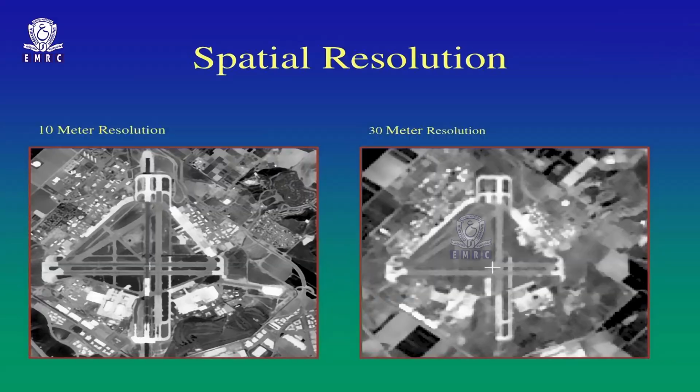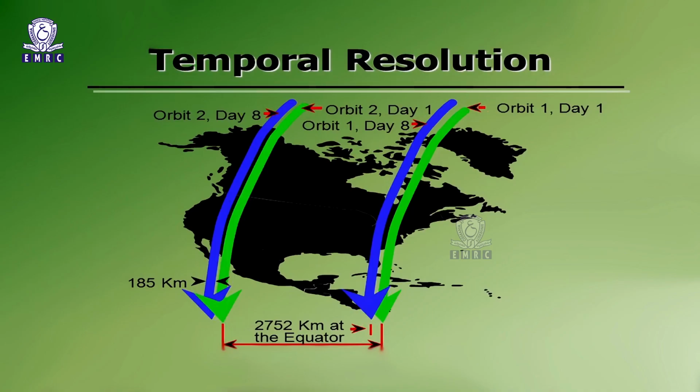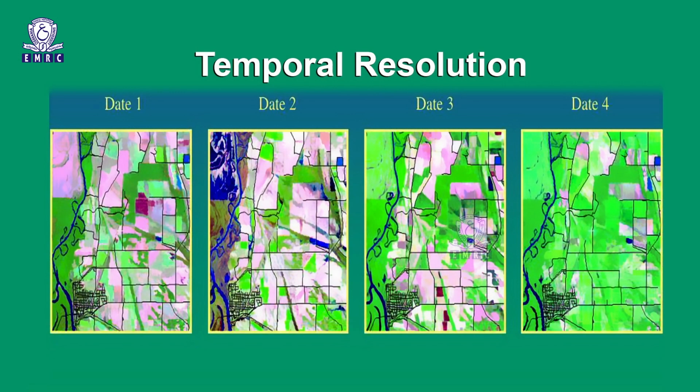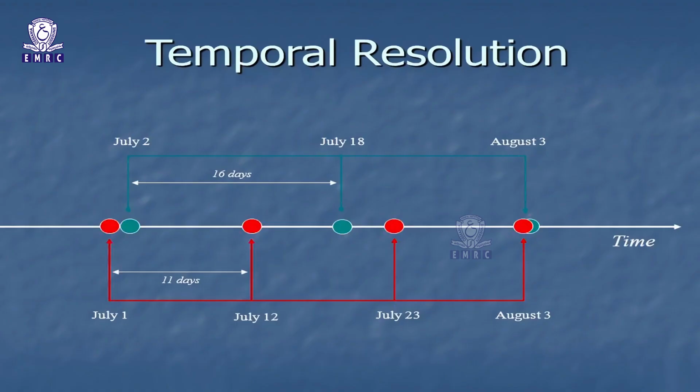Temporal resolution. In addition to spatial, spectral and radiometric resolution, it is also important to consider the concept of temporal resolution in a remote sensing system. One of the advantages of remote sensing is the ability to observe a part of the earth at regular intervals. The interval at which a given scene can be imaged is called temporal resolution. Temporal resolution is usually expressed in days.